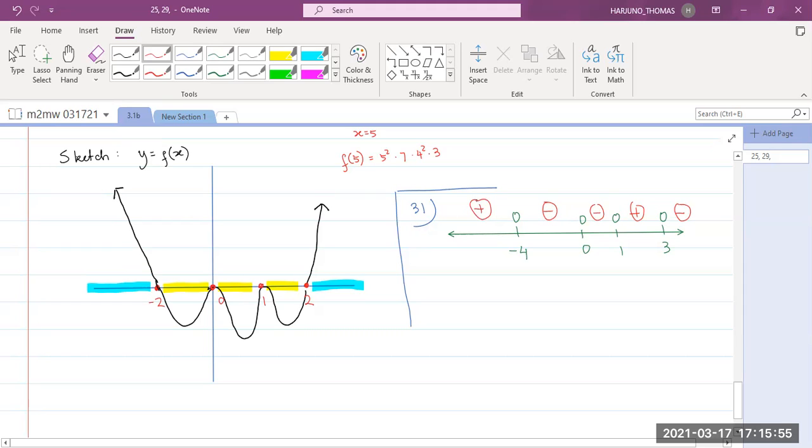That's the question. Now, what they want us to do is, given the following sign graph, sketch the function.